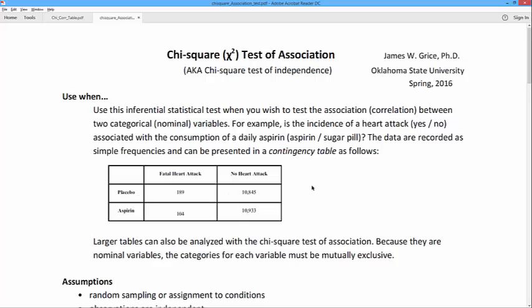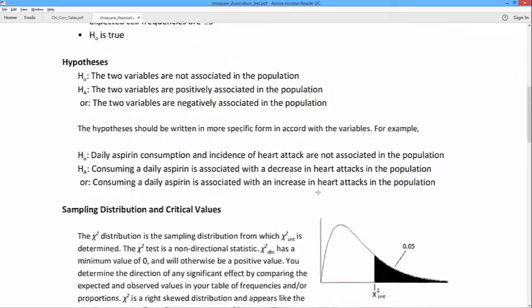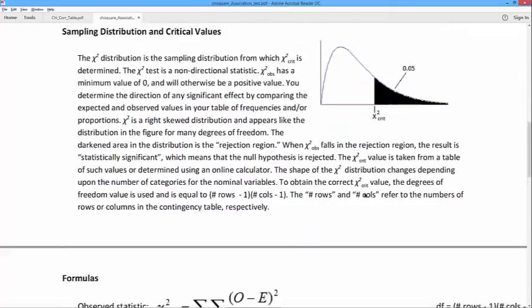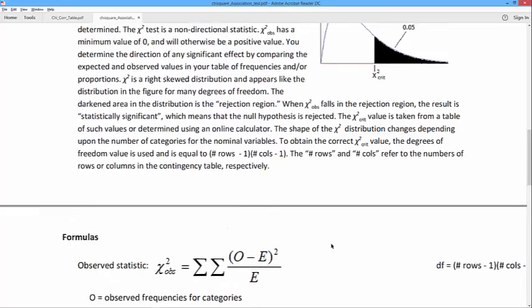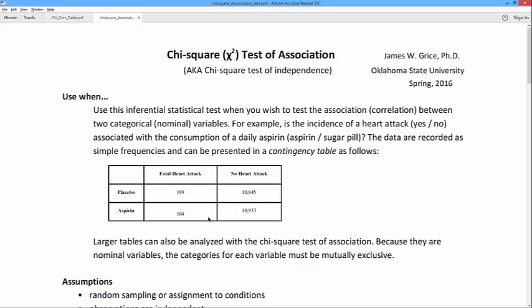So here's your typical handout. You want to save this or print it for your records. So we have our assumptions, the hypotheses, the chi-square distribution here, and the formulas on the second sheet. So let's go ahead and work through this particular example. So we'll plug and chug through and see what these genuine data tell us about the relationship between the aspirin consumption and the heart attack.